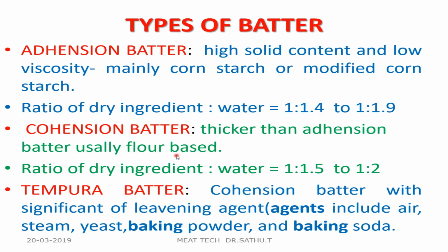This is basically flour based. The ratio of dry ingredients to water in this cohesion batter, if you are using the cohesion batter, is 1:1.5 to 1:2. Okay, this is the approximate ratio we can use when you are making the batter. That is how much water you can add. For example, for 1 kg of flour you can add approximately 1.5 kg of water. Okay, approximately. So you have to standardize that one.